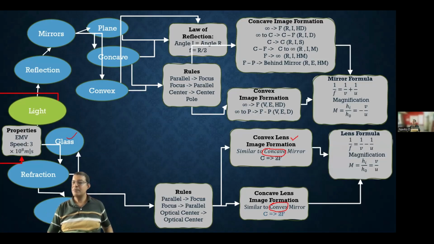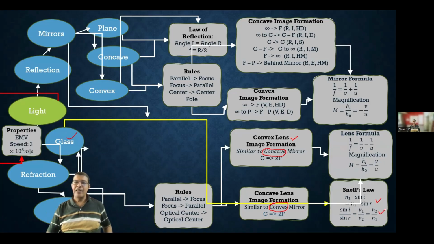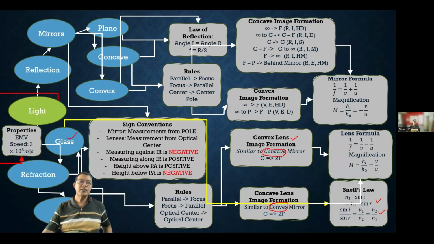Then we have seen the lens formula. These are the two formulas which we have seen. Then for glass, we have seen Snell's law. We have seen these two equations. One with respect to refractive index and other with respect to speed of light. And then we have seen finally for mirrors and lenses, sign convention. That means measurements are taken from pole for mirrors and from optical center for lenses.